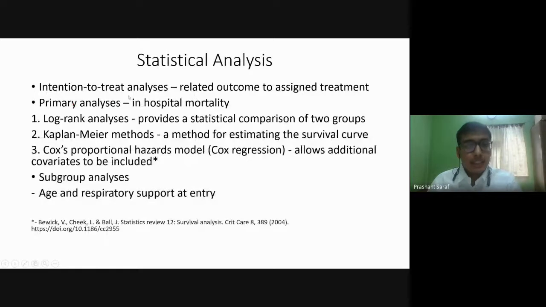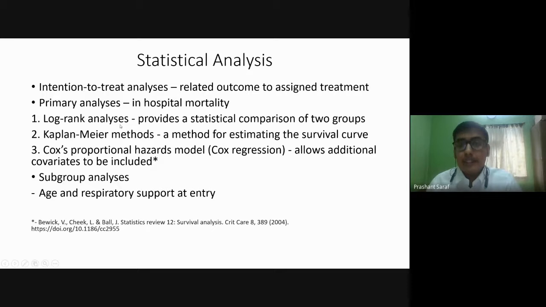Coming to statistical analysis, as you have already now known, intention to treat analysis, which means that you will be assigning every patient who has been randomized if he or she gives the consent. And the primary analysis was of the in-hospital mortality, and the three tests or the three methods that were used are the log rank analysis, Kaplan-Meier methods, and Cox proportional hazards model, or the Cox regression. So ma'am has also discussed the Kaplan-Meier and Cox proportional hazards method.